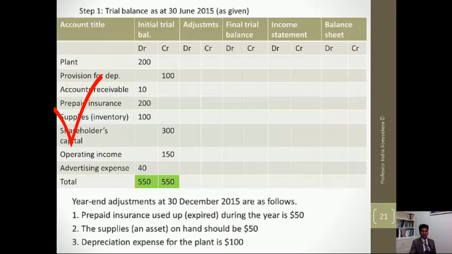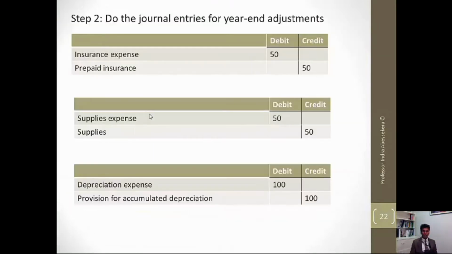Supplies. On hand should be 50. It's an asset. Supplies is 100. It should be 50. The asset should reduce. So we decrease the asset supplies, and that asset is being used up during the year as supplies expense. Debit supplies expense and credit supplies 50.